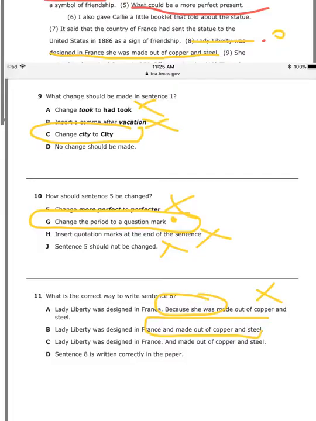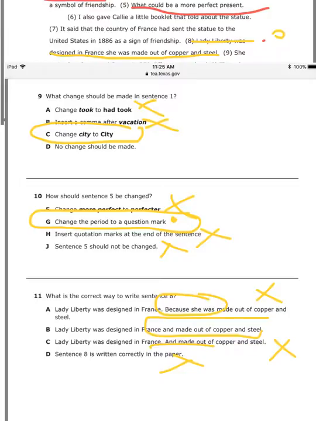We are in question 11. I'm not so sure. C. Lady Liberty was designed in France. Period. And made out. No, you don't do that. Sentence is written correctly. No, it's not written correctly. Which one is the best? The one that I thought was not that okay is the best. Lady Liberty was designed in France and made out of copper and steel. This one actually is my best choice.